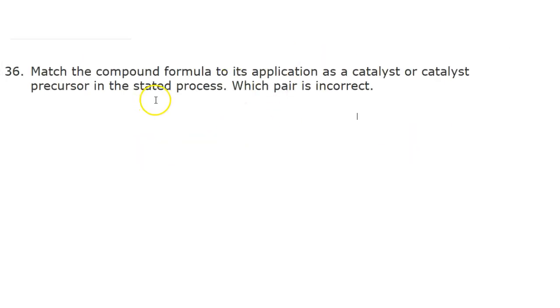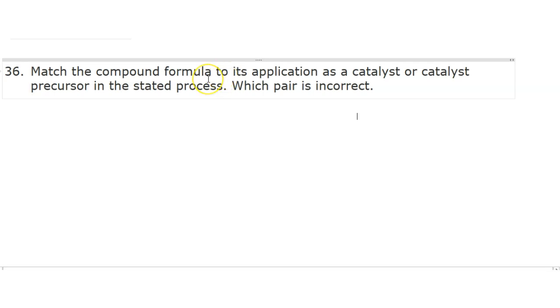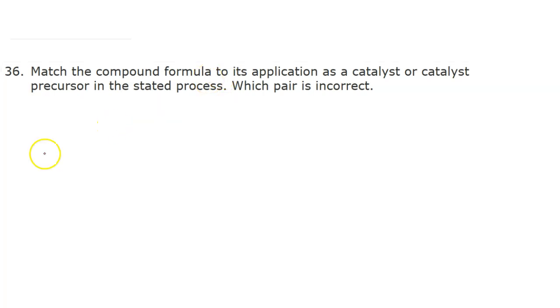Match the compound formula to its application as a catalyst or catalyst precursor in the stated process. So here 4 catalysts were given. One was given for Monsanto acetic acid process.